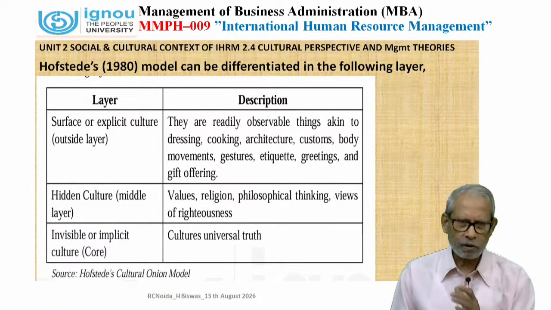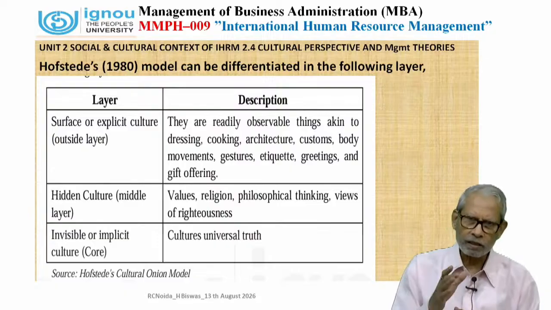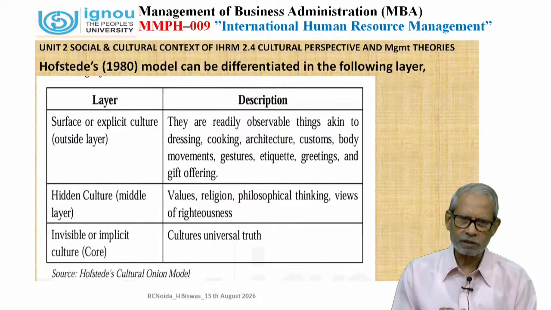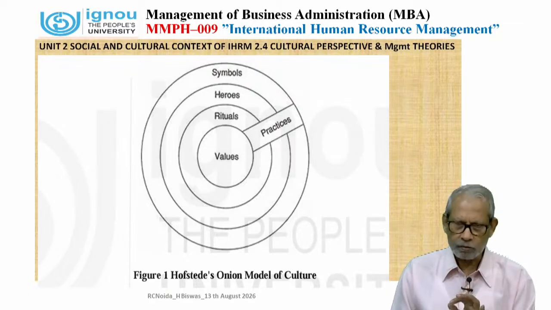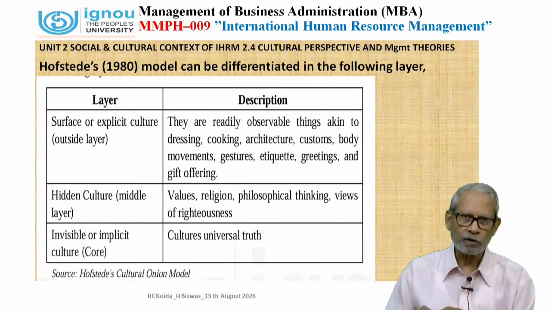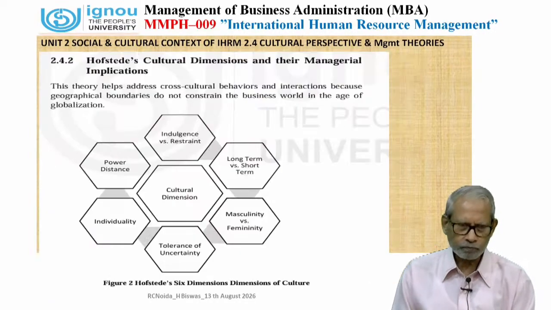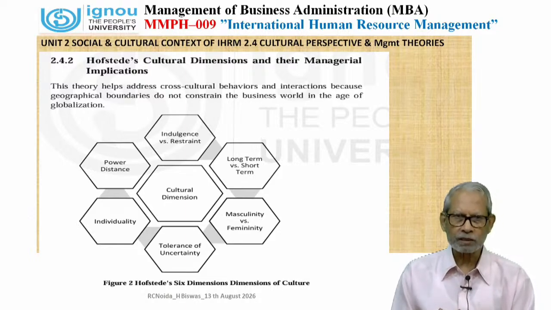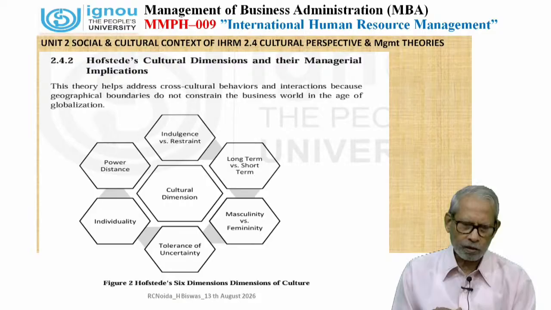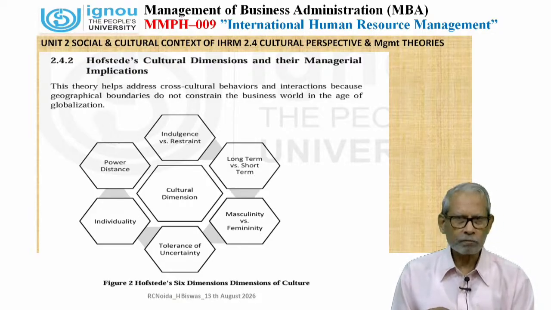So those things are already given, the different layers are there, and every layer has some descriptions. This is a tabulated form. This is the circular form you have seen symbolically. Then after that is the tabular form, which explains what the description is for each layer. Then another: the six dimensions of culture, again by Hofstede. A question may come around this, explain these things.